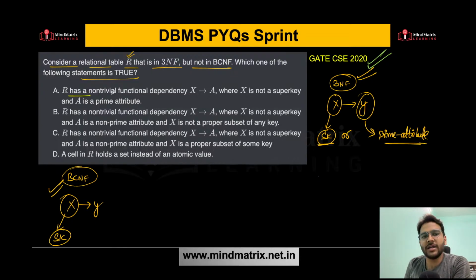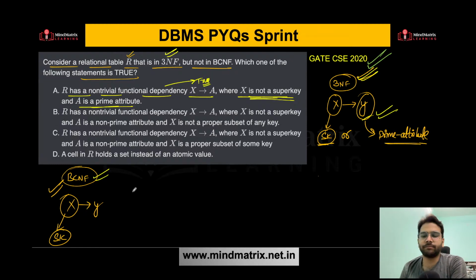Option A. R has a non-trivial functional dependency X determines A, where X is not a super key and A is a prime attribute. Is this correct? When I say relation R is in 3NF but not in BCNF, X is not a super key, fine, but A is a prime attribute. Even if A is a prime attribute, that means here Y is a prime attribute, I can say it is in 3NF and I can clearly say it is not in BCNF. Why? Because X is not a super key, it is clearly mentioned. So can I say this statement is true here? Option A is true here, right? What about other options?